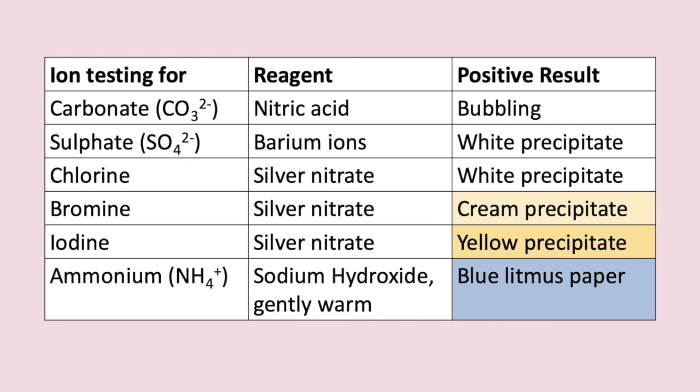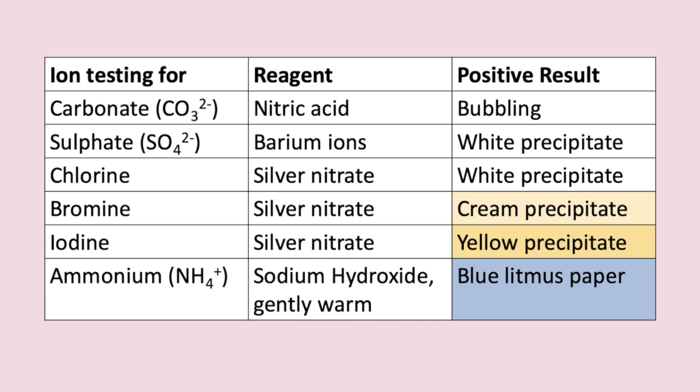We then test for halide ions. We add silver nitrate. If chloride is present, a white precipitate forms. If bromide, cream, and if iodide, yellow. It's hard to tell the difference as the colours are quite similar. Therefore, we add ammonia. Chloride precipitates will dissolve in dilute ammonia. Bromide precipitates will dissolve in concentrated ammonia. Iodide precipitates will not dissolve.